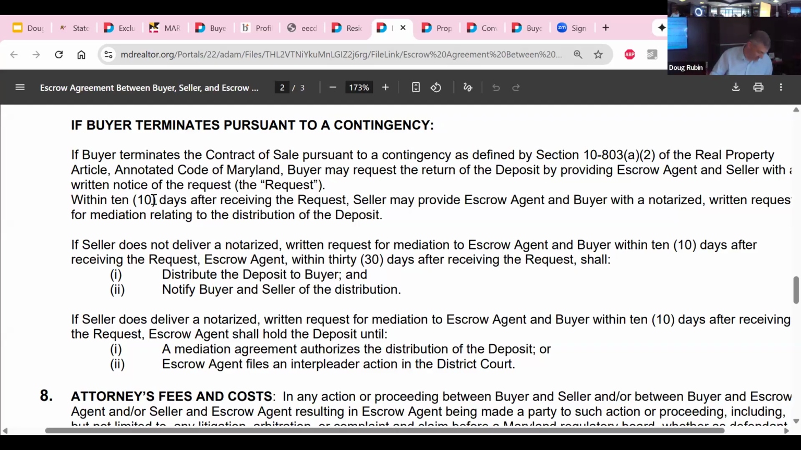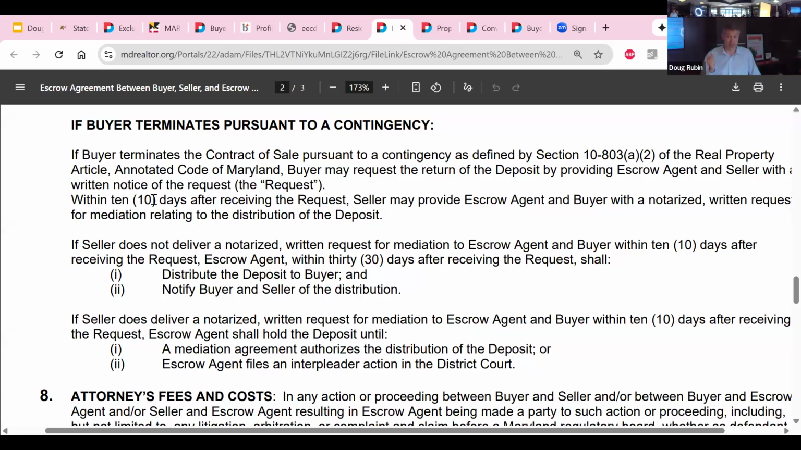Unless the seller delivers a notarized written request for mediation, then they can't oppose it. So that's like, all right. Because let's be honest, there are sellers that were just kind of jerks about it, that were just pissed that the property didn't sell, and they're just gonna hold on to the EMD out of spite. Like, I see it constantly, and forever, there was nothing you could really do.